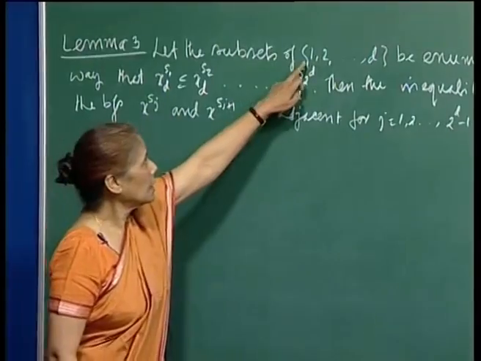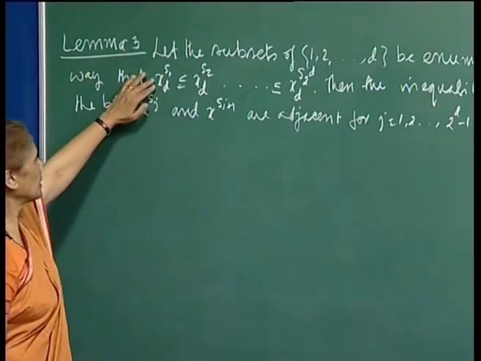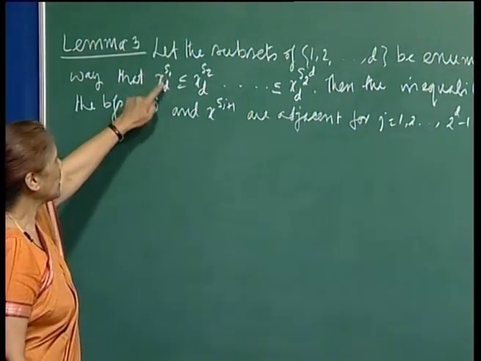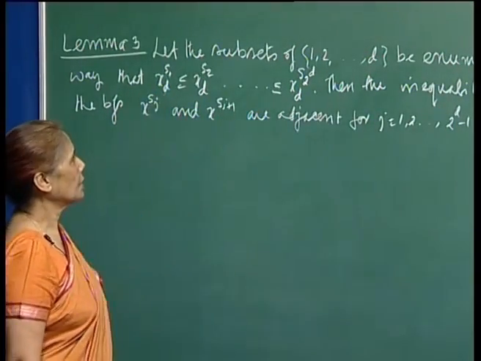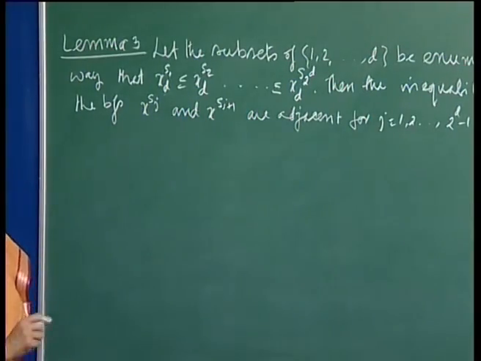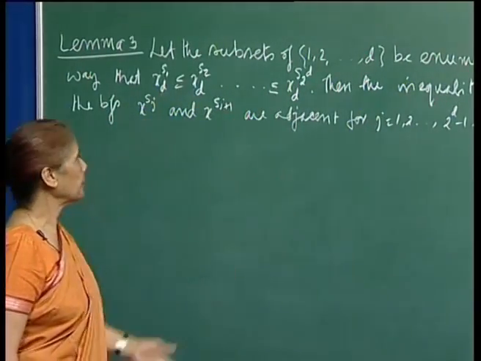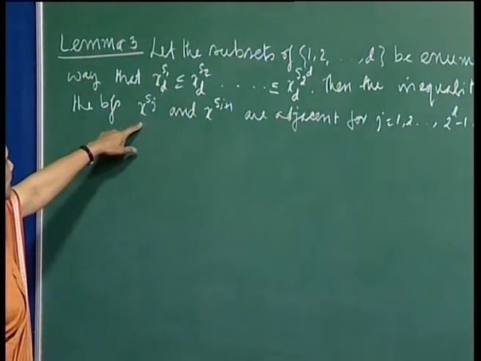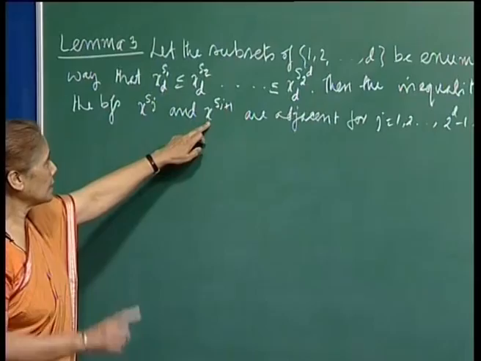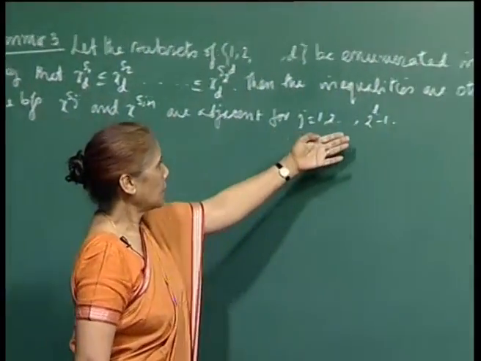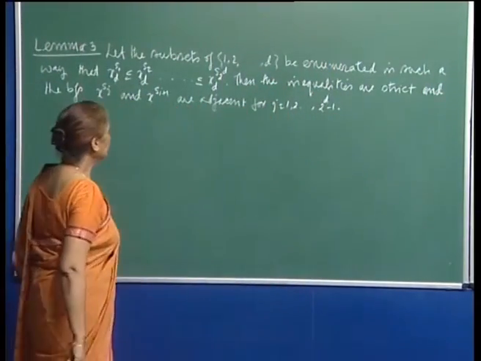Given a subset, as I told you, we can construct a basic feasible solution, and x_S is the dth component of the basic feasible solution. Suppose you have this enumeration, then the inequalities are strict. The values keep increasing strictly, and the basic feasible solutions x_{S_j} and x_{S_{j+1}} are adjacent. So these two bases are adjacent the way you order, and this happens up to 2 raised to d minus 1. This is the lemma. Let us prove it by induction.